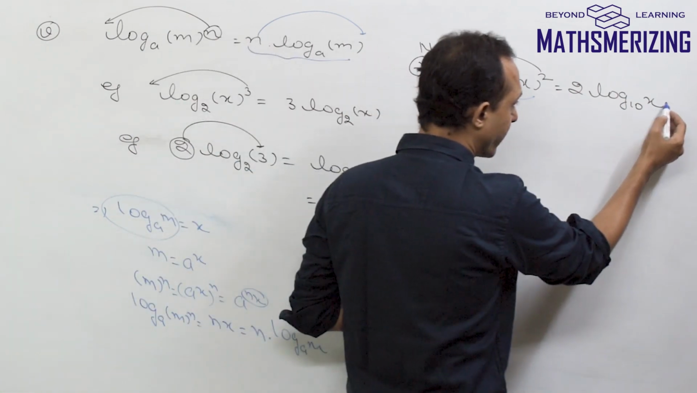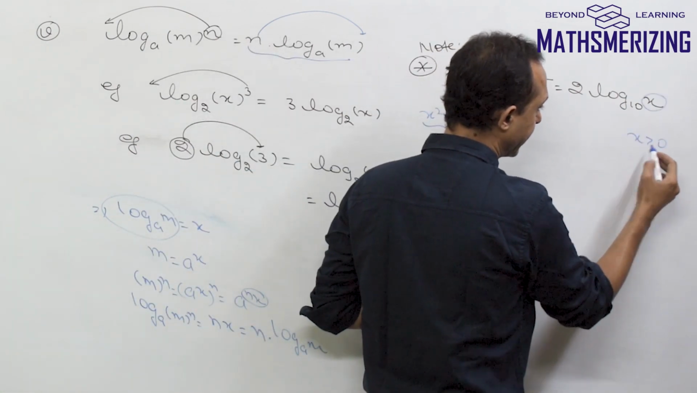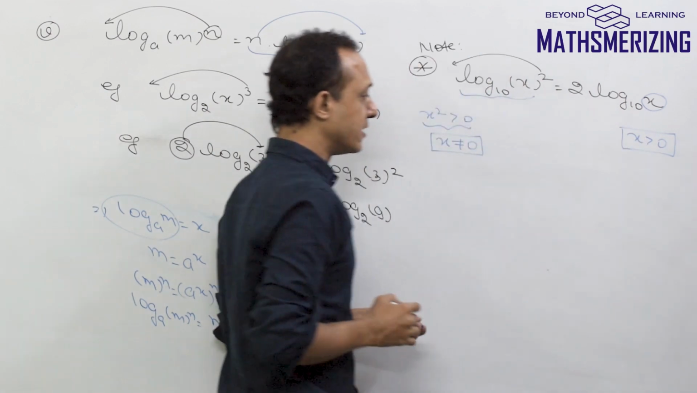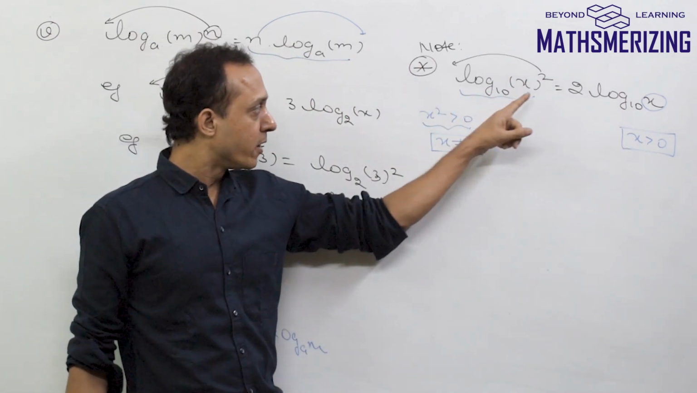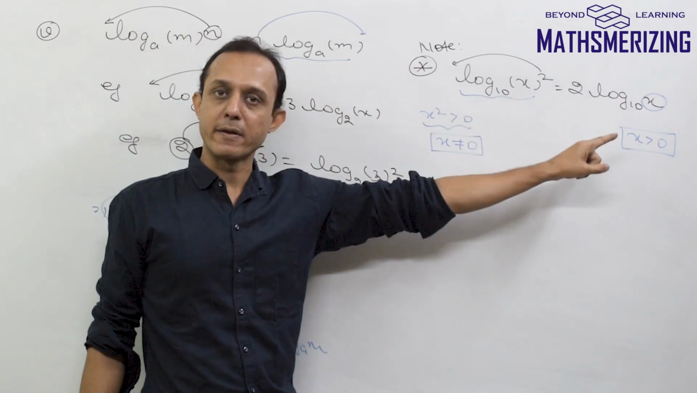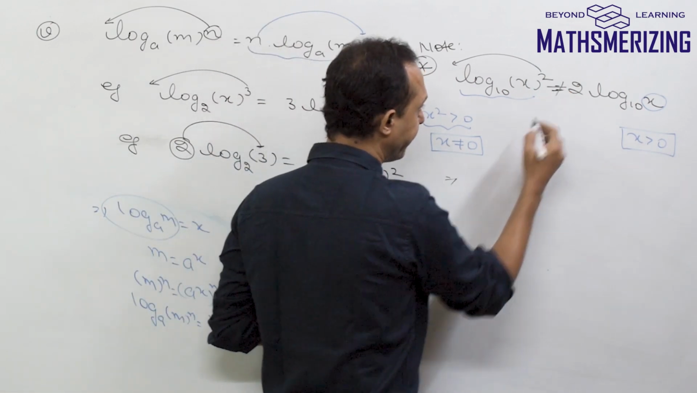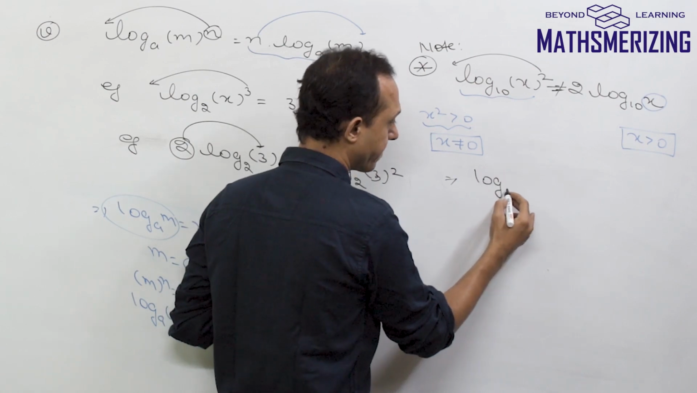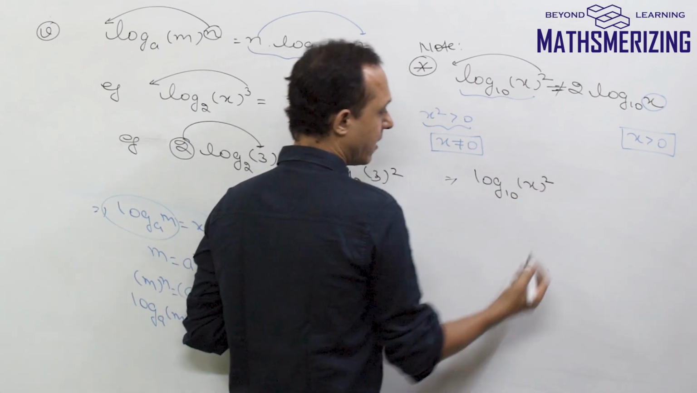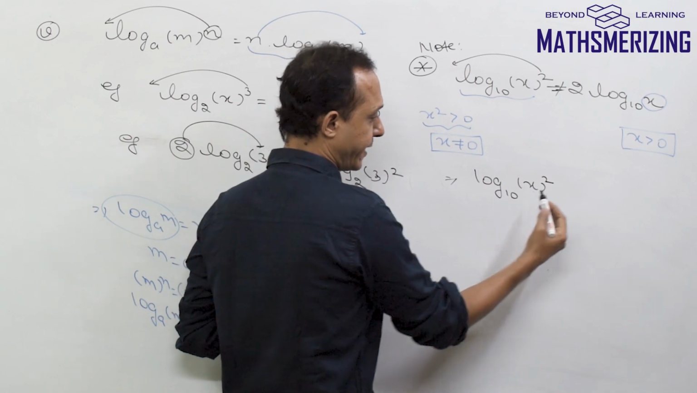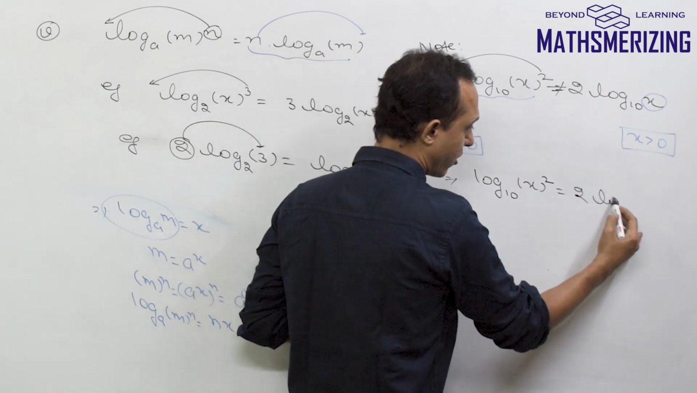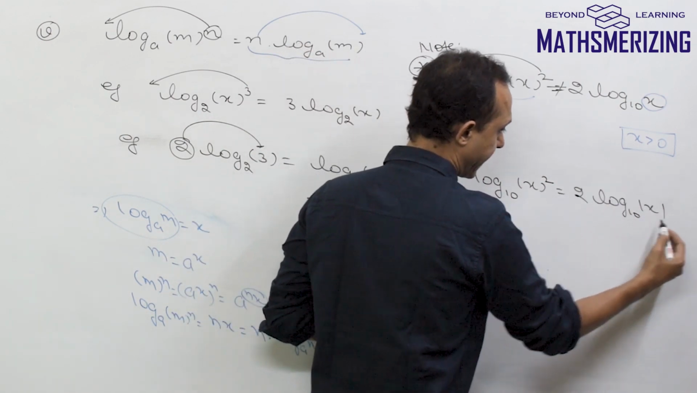But on the right-hand side, when I look at log x, the condition I'll get is x is greater than 0. So in this case, the domain on the left is not the same as the domain on the right. So if I have any case with an even power, say log x squared to the base 10, then I need to write it as 2 log mod x to the base 10.